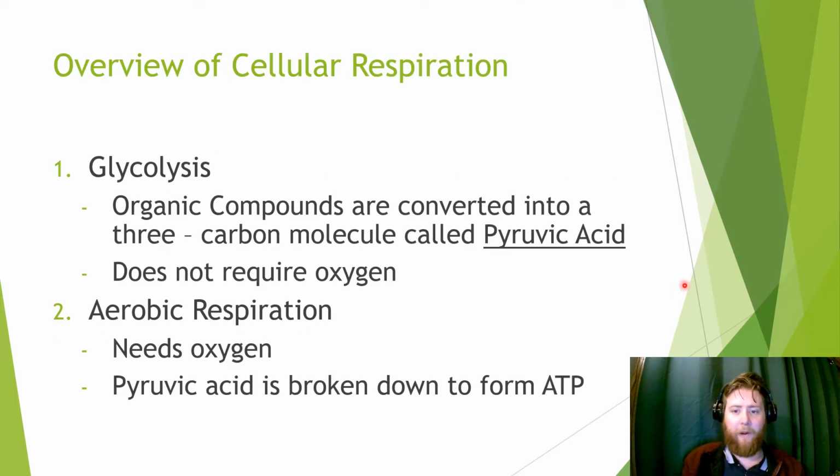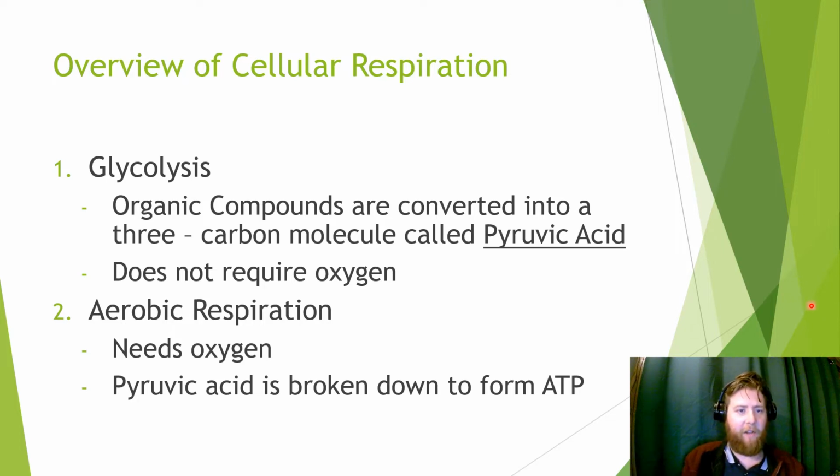So there are two parts to cellular respiration, and we're going to go over the first one, which is glycolysis, today, and then I'm going to post the second one, aerobic respiration, shortly after this. In glycolysis, we're going to take organic molecules such as glucose, and we're going to break them down into a 3-carbon molecule we call pyruvic acid. Pyruvic acid is the product of glycolysis, and it's important. It has a lot of energy trapped inside of it, and our cells are really, really good at extracting the energy from it.